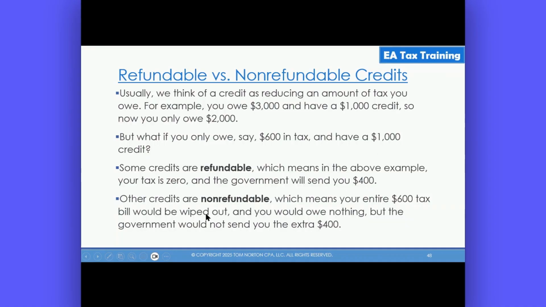If that credit were non-refundable, you still would not owe the $600. The $600 would still be reduced to zero. However, nobody is sending you a check for $400. You've just lost out on that extra $400. So that is the difference between refundable and non-refundable. And you are going to see that as a theme as we go through these credits. Some of them are refundable, some of them are not refundable.